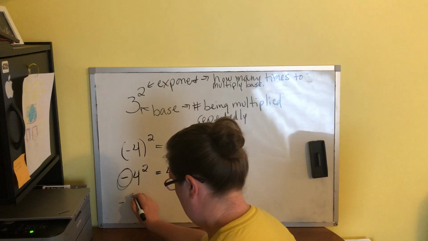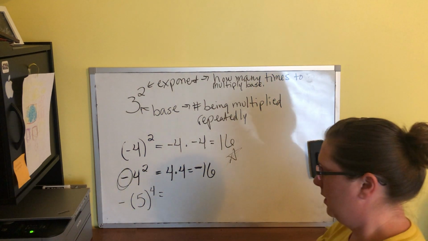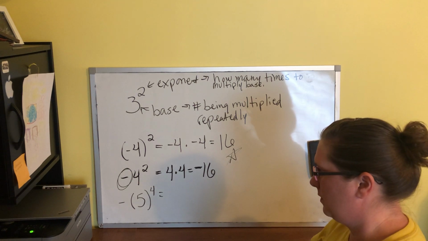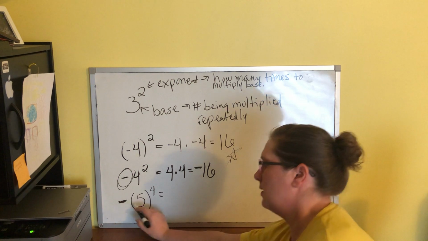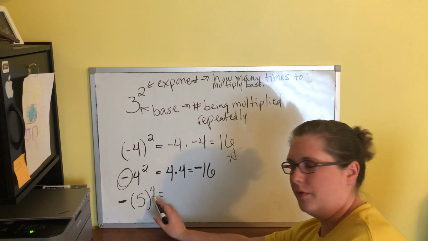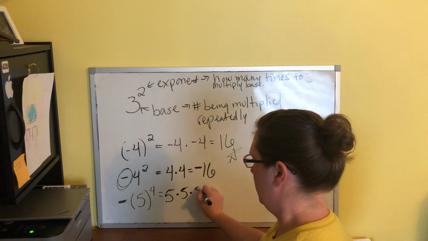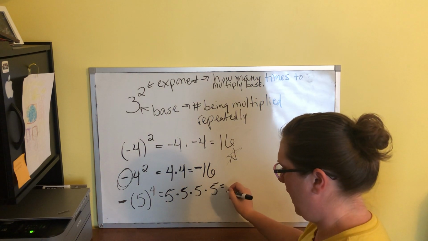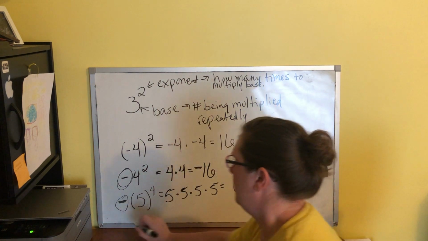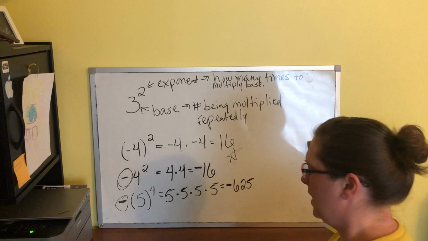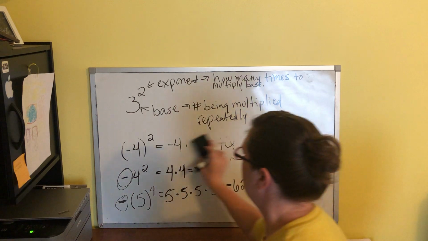If they had -5 in parentheses to the 4th power... Once again, that negative is not in the parentheses, which means it's not being multiplied 4 times. So you're going to do first 5 times 5 times 5 times 5, which gives you 625. We have the negative out in front, so that means our answer is negative.